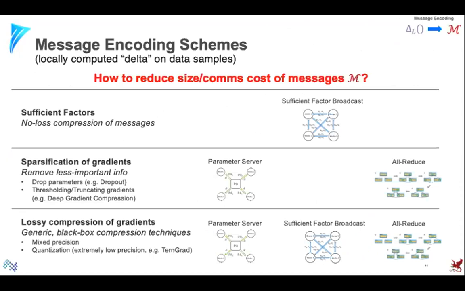Some of these ways to shrink messages include sufficient factors, which are basically a low rank representation of matrix updates, sparsification of gradients, such as dropout and thresholding, lossy compression, mixed precision and quantization.